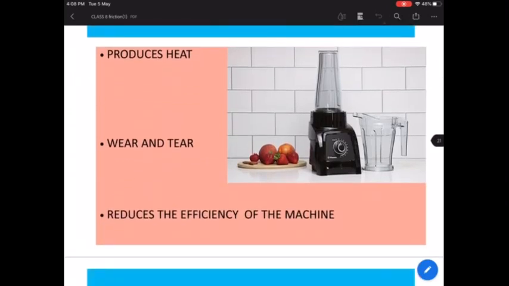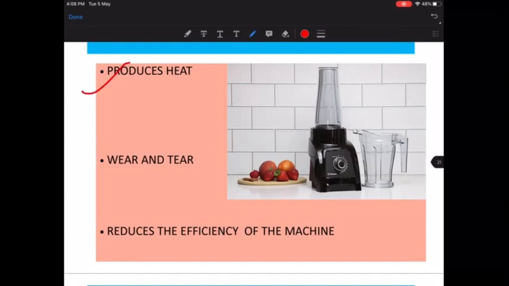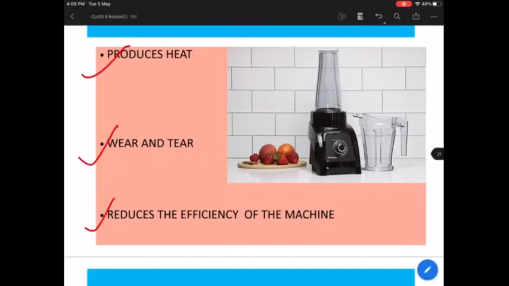So we were talking about the disadvantages. The first point we spoke about was production of heat. Next was wear and tear. Suppose you are using anything for a long period of time and we do not maintain it, we do not reduce the friction. If the friction is more, then generally wear and tear will take place. And last, what we discussed was the reduction in efficiency. Suppose you have your bicycles, and if you don't oil them on time, if you don't apply any lubricant, then because of friction the efficiency will reduce. Fine, so this is what we discussed in the last class.